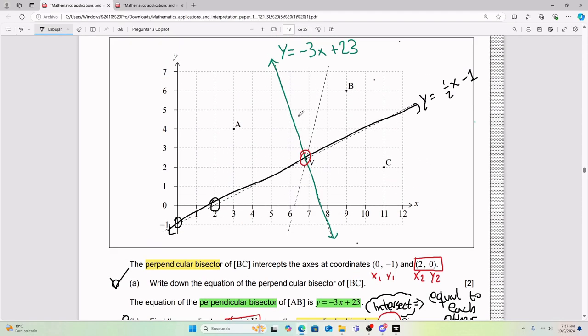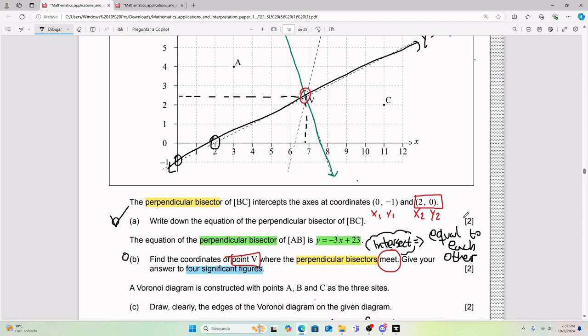And why would they be equal to each other? Because they would share the same x and y values. They share the same x and y values right where they intersect. And so that means that they have to be equal to each other.